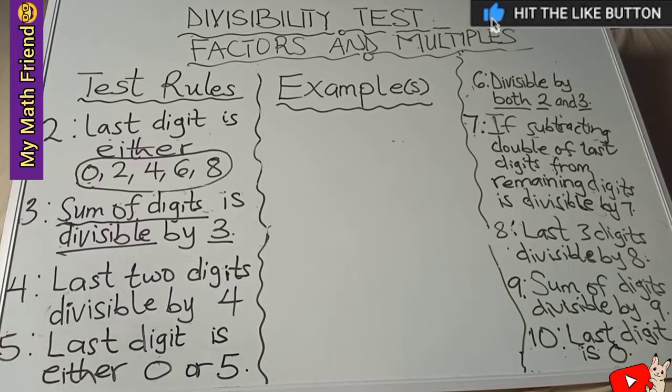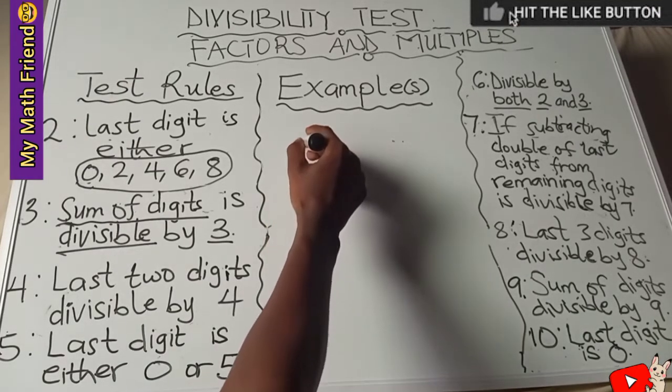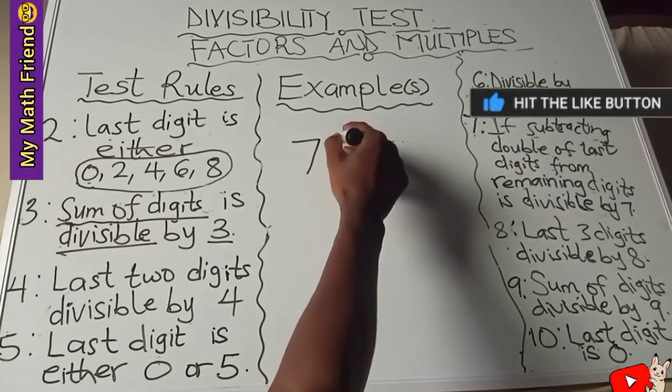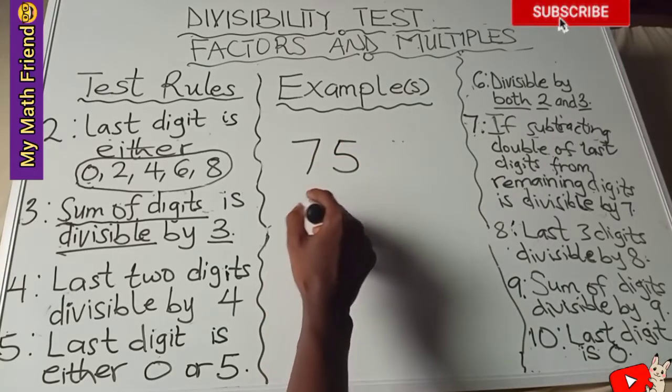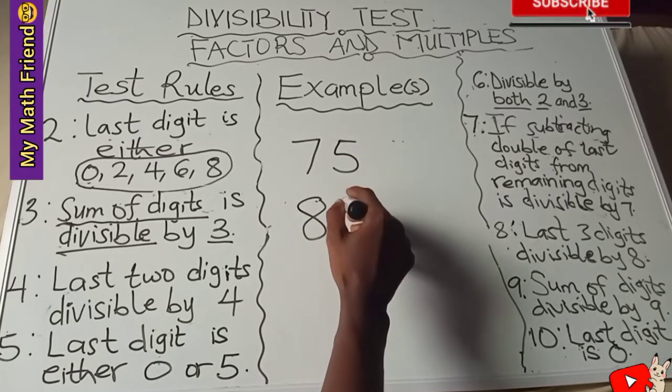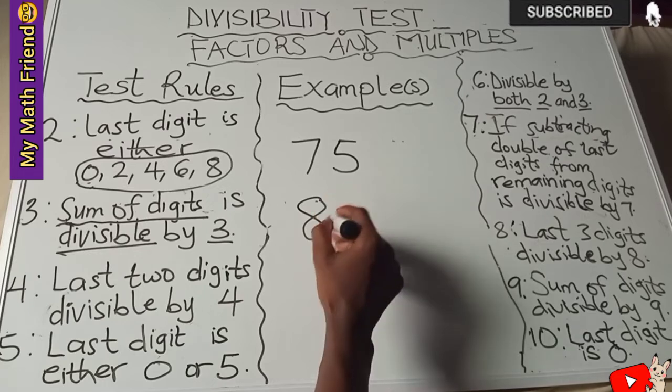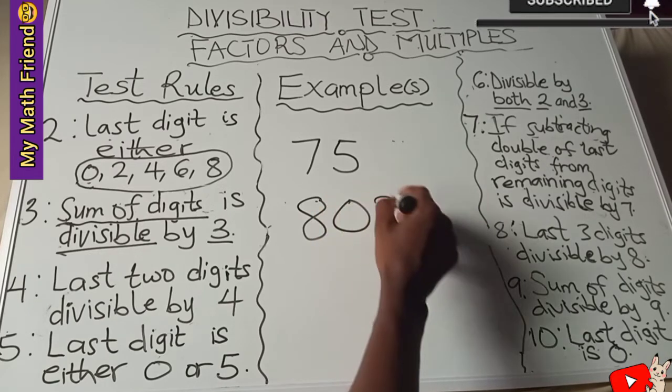The rule says that the last digit is either 0, 2, 4, 6, or 8, as you see. So let's look at an example. An example is 75, and then we have 800 and 8,000. Okay, let's use 8,026.